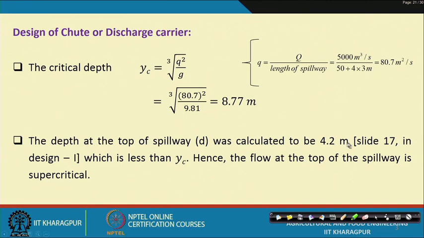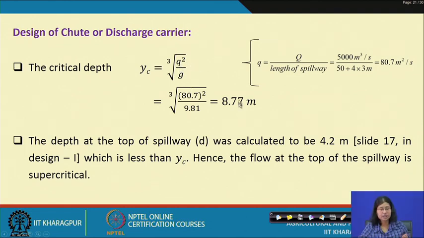Critical depth is calculated using the discharge of the spillway and the length of the spillway using this equation. Y c, or the critical depth, as you know from the principles of fluid mechanics, is the cube root of q square upon g, and this comes out to be 8.77 meter. Now, the depth at the top of the spillway was calculated to be 4.2 meter, based on slide 17 in design problem 1. This 4.2 meter is less than the critical depth.